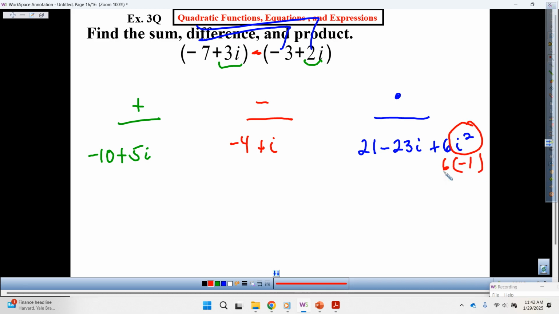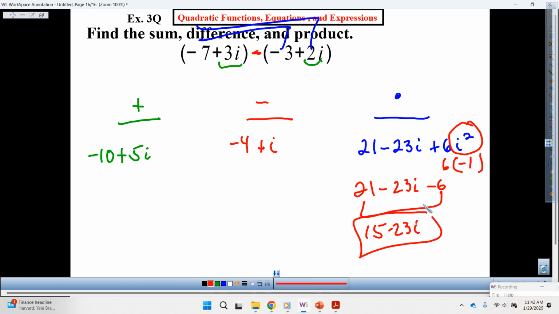Negative 1 times 6. So that is 21 minus 23i minus 6. Combine these. That's 15 minus 23i. Hands, if you got that? All right. And that's going to be pretty much the home plate for tonight.